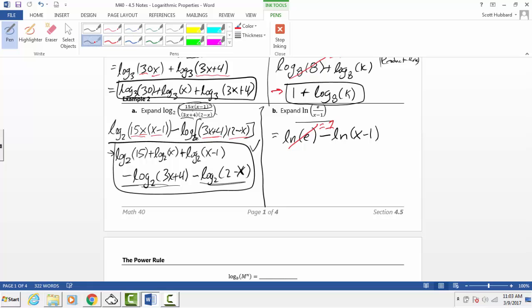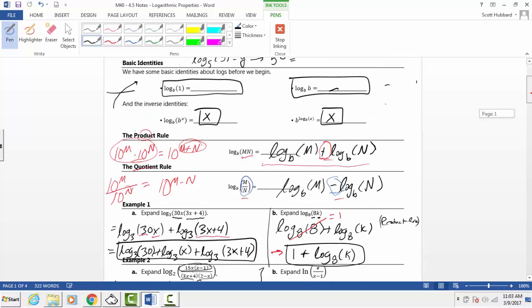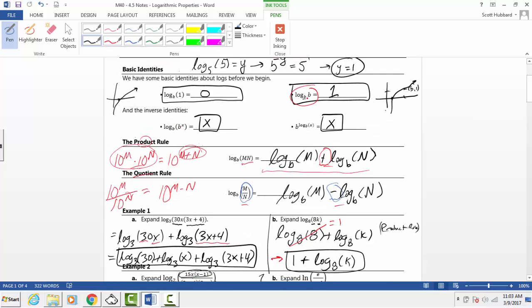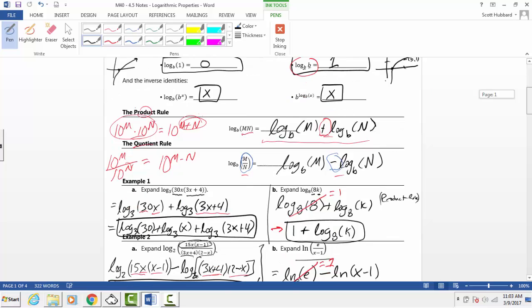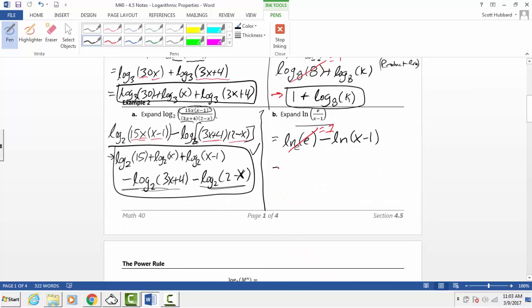Why is that? Well, what is ln? ln is log, it has base e. So this is exactly like this rule again, where we have log base b of b. It just cancels out to equal 1. And so this is just going to be 1 minus ln x minus 1.